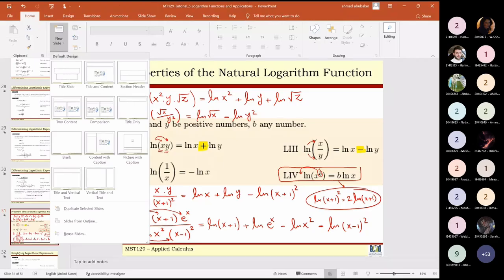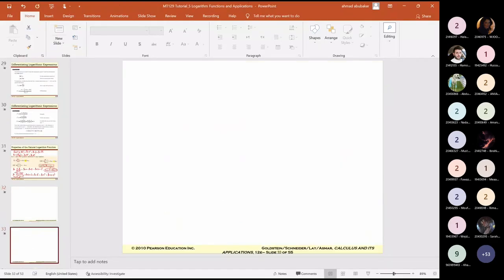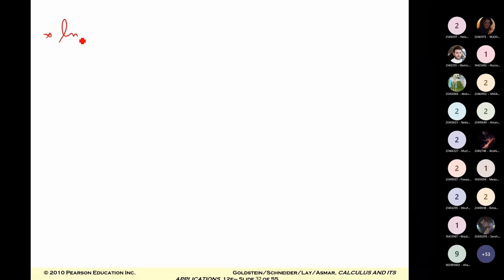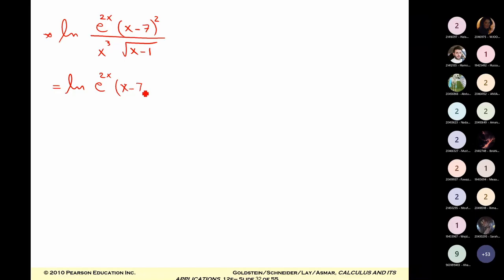When I put, for example, ln of e to x multiply by x minus 7 square over x to the power 3 radical x minus 1, this ln we distribute firstly in the numerator. Okay, distribute in the numerator e to x minus 7 all to the power 2 minus ln of the denominator.